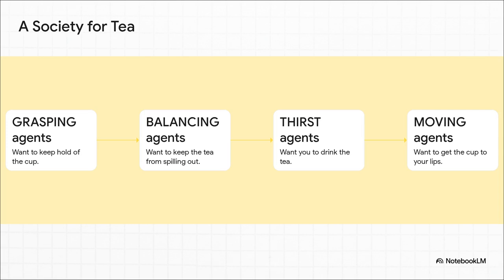There's no single tea boss agent in charge. You've got grasping agents that just want to grasp. You've got balancing agents whose only goal in life is to avoid spills. They don't know about each other's goals. They don't care. Intelligence is the result of all their simple, sometimes competing, sometimes cooperating actions. It's not the cause of them.